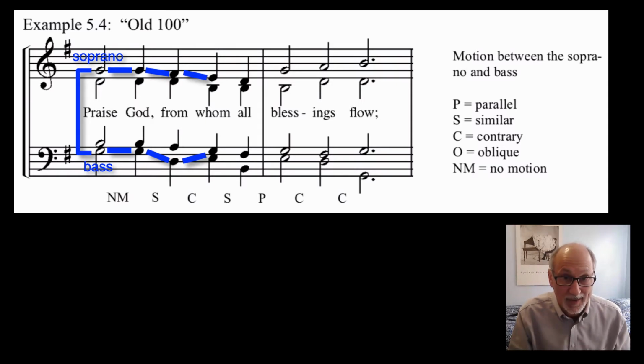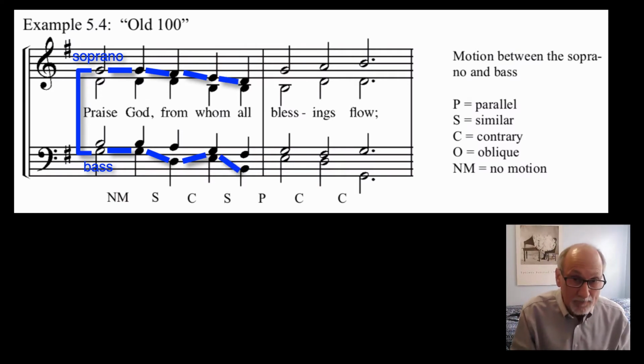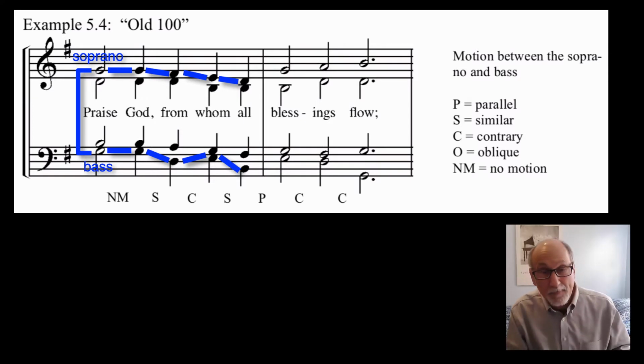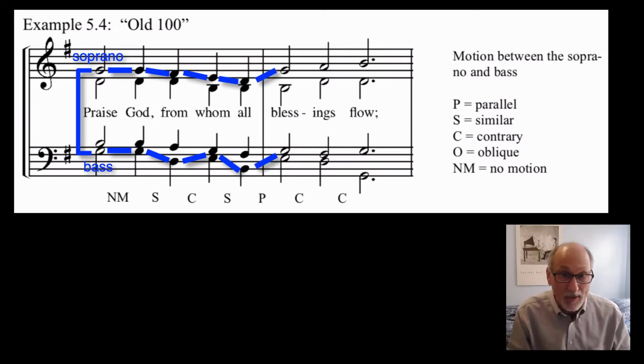Going to chord number 4, notice the notes are going in opposite directions. That's contrary motion. And then to chord number 5, same direction down, but by different intervals. That's similar. And then they go up. In that case, they're going up by the same interval, up a 4th. So that is parallel motion.